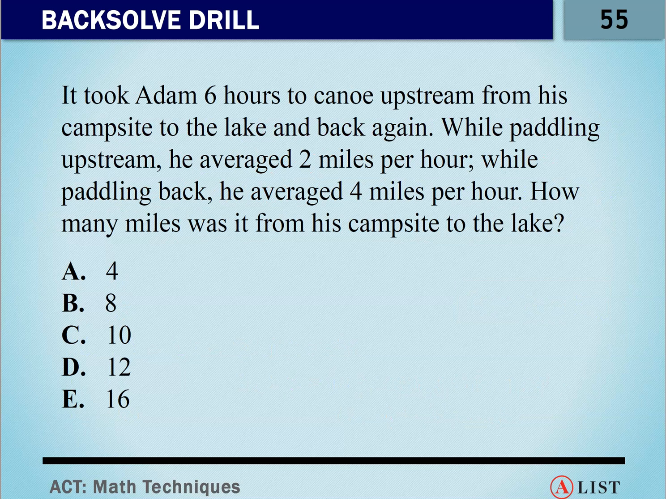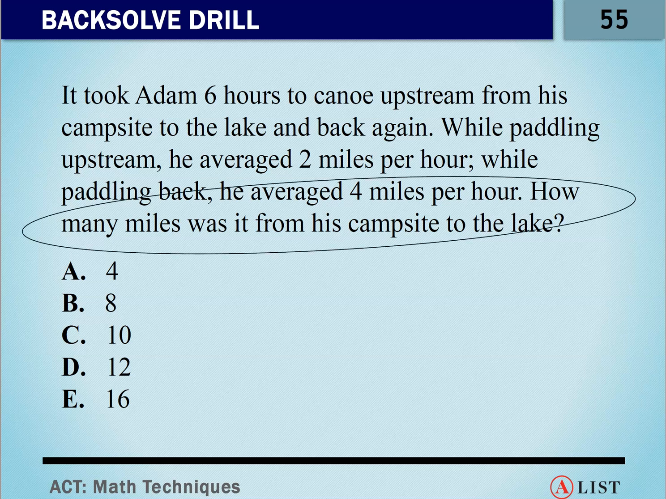Okay, 55. We're getting near the end of the test where they get a little bit more difficult. It took Adam 6 hours to canoe upstream from his campsite to the lake and back again. While paddling upstream, he averaged 2 miles per hour. While paddling back, he averaged 4 miles per hour. How many miles was it from his campsite to the lake?